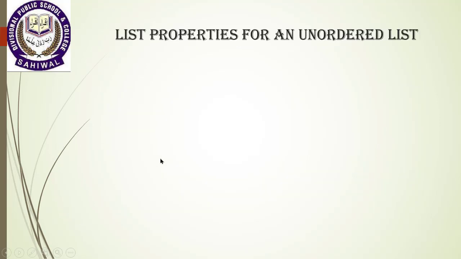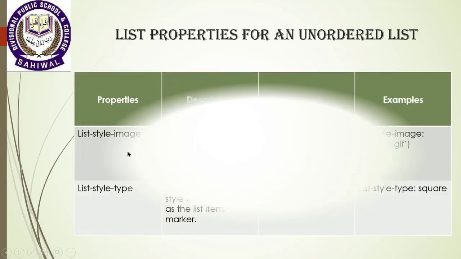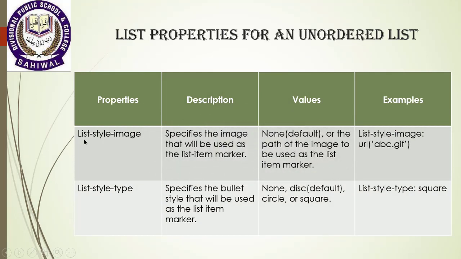Students, there are some list properties that we can use for an unordered list. First one is list style image. Students, through this property we can specify the image that will be used as the list item marker. Its value should be none, or the path of the image to be used as the list item marker. It means we write URL here. URL means name of the image which you want to apply as the list item marker.